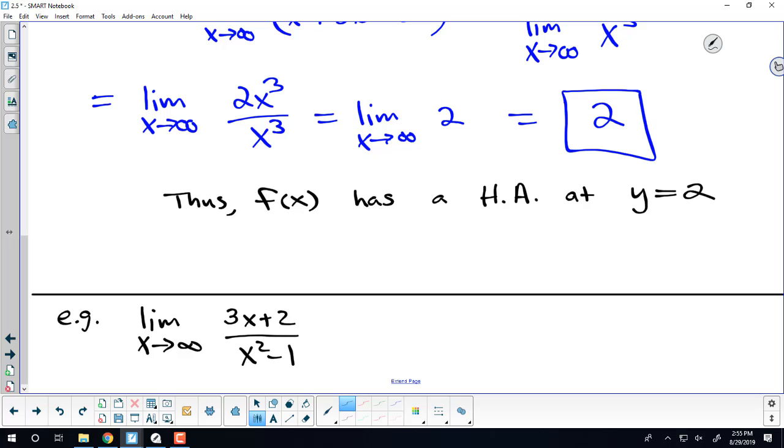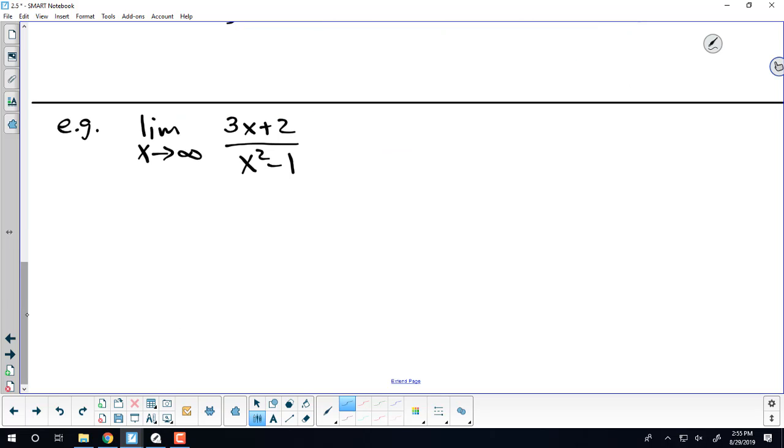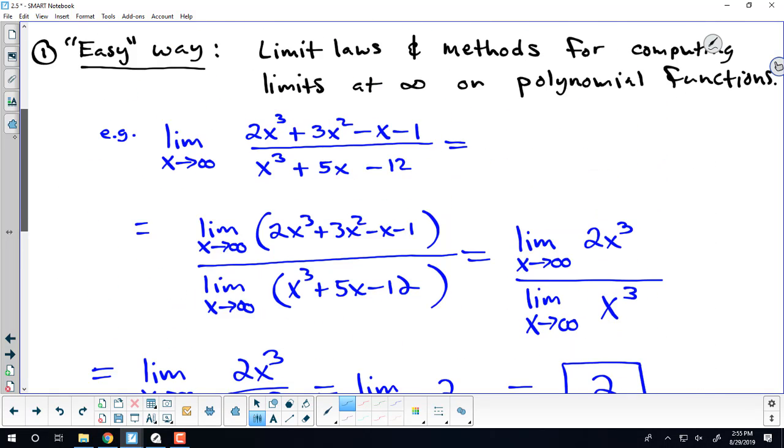So maybe let's see one. We'll look at, I think, yeah, this last example, and then we'll talk about the quote-unquote harder way to do these. But let's evaluate this here. What's the limit as x goes to infinity on 3x plus 2 over x squared plus 1? Maybe pause there for a second. Go back up to this function.